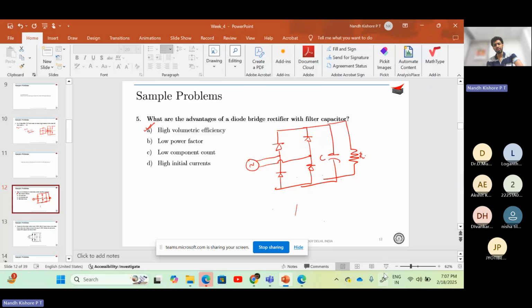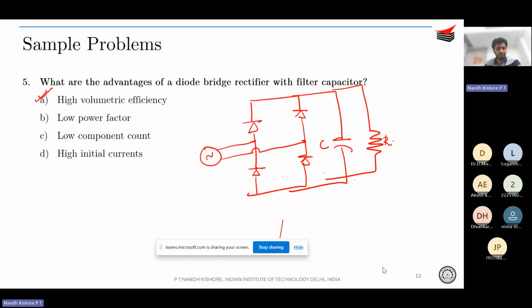Yeah, so we were just seeing this problem. In the interest of time, I'm just going ahead because it's just a theoretical problem. So it will have a high volumetric efficiency. Obviously, low power factor is not an advantage, and it does have low component count because you just have 4 diodes and it can be integrated in a single package.